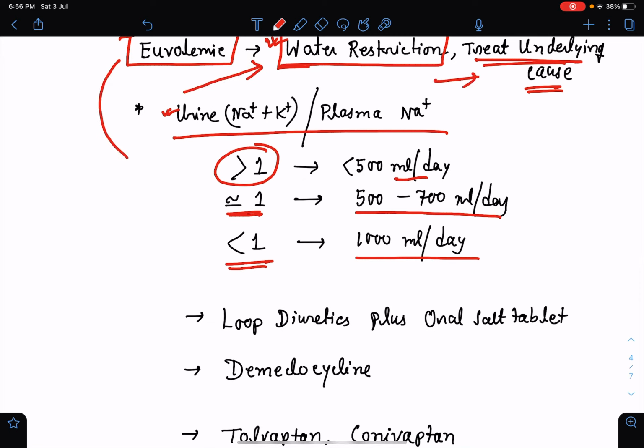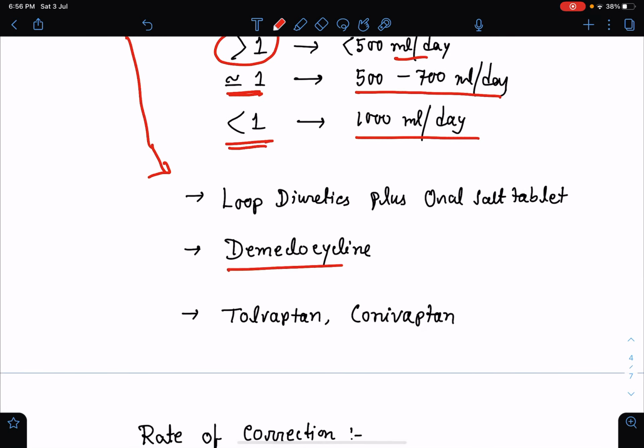Now, for euvolemic, first we will think of water restriction. We will treat the underlying cause. Then we can use loop diuretics plus oral salt tablets in cases of SIADH. And demeclocycline is the drug of choice in case of SIADH, that is syndrome of inappropriate antidiuretic hormone secretion, because it will antagonize the antidiuretic hormone function.